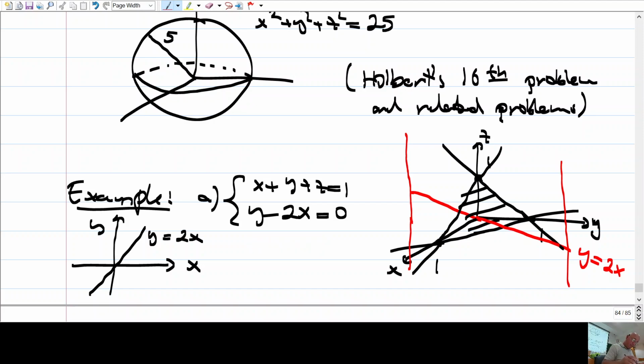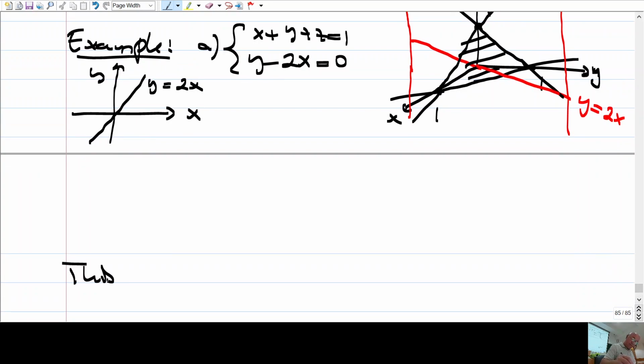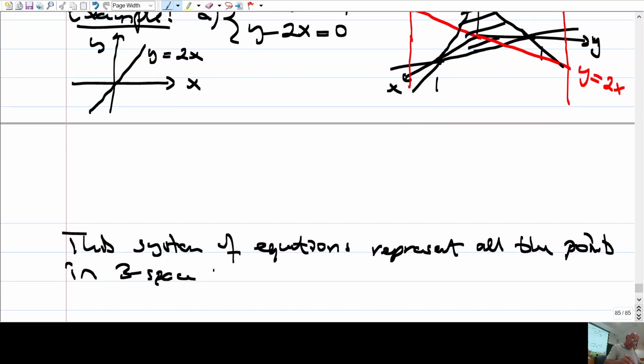So this system of equations represents all the points in 3 space which lie on both planes.